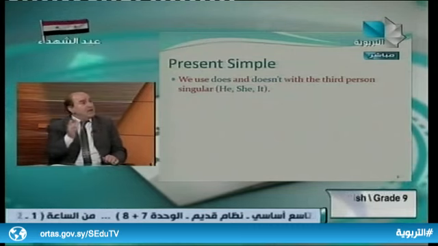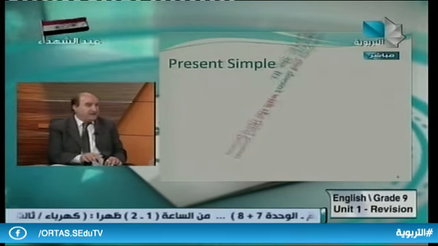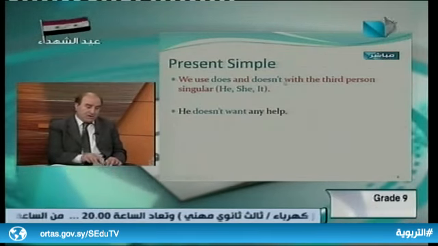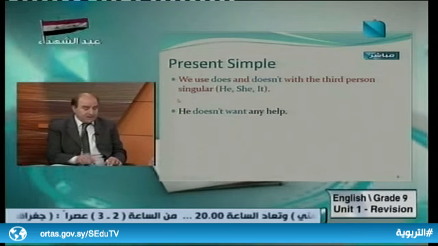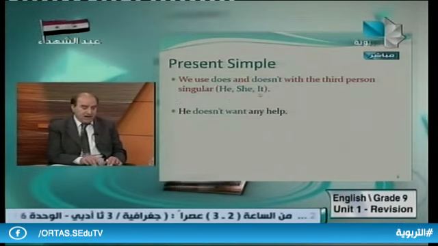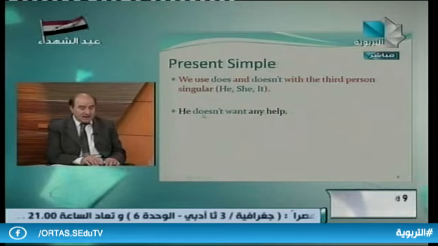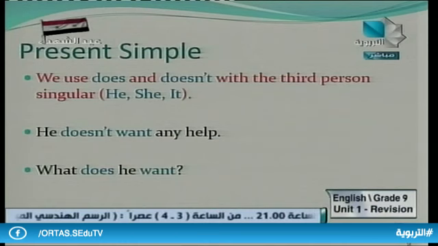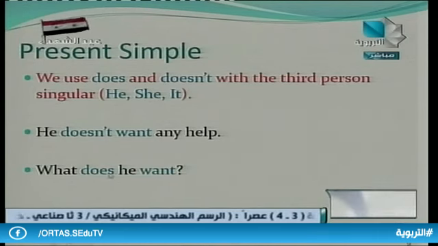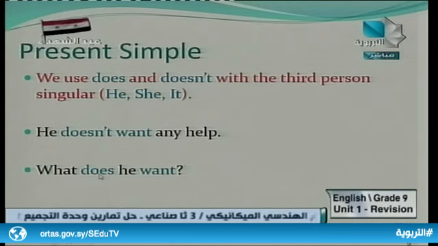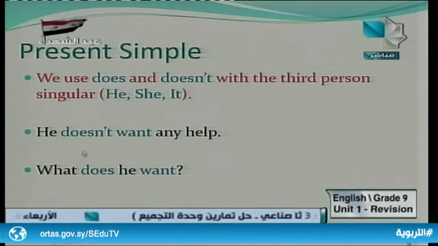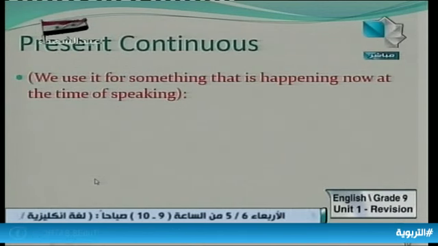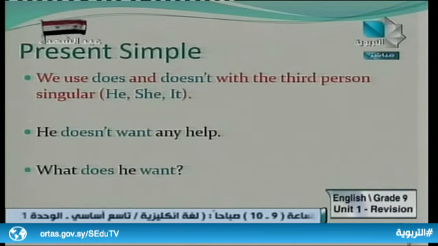Then for he, she, it, we use does and doesn't. Does for questions and doesn't for negatives. Examples: he doesn't want any help. Here we have the verb want in the infinitive, the zero form, after the auxiliary verb doesn't. What does he want? This is a question. So with questions, we must use the auxiliary verb.